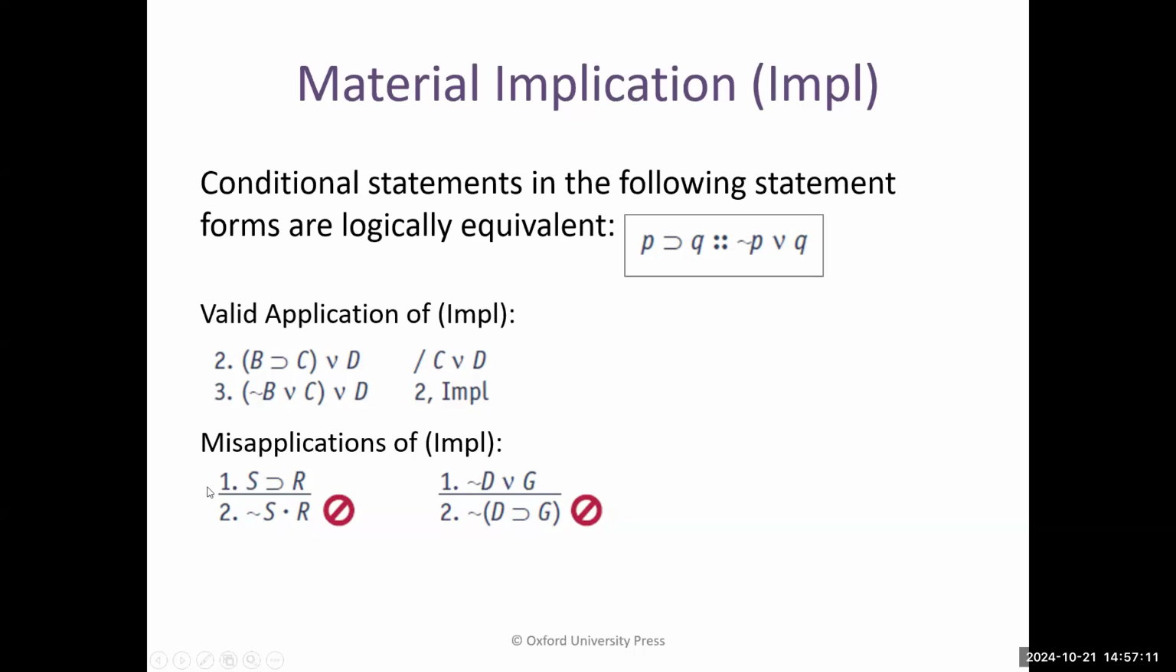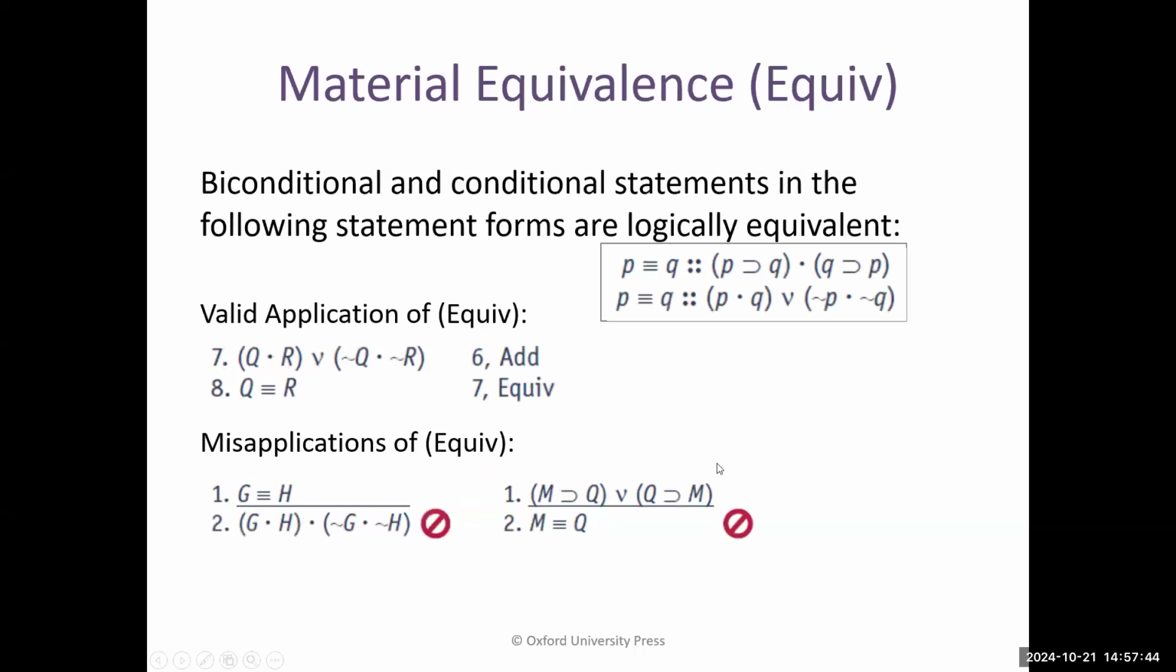Here's how to screw it up. If S, then R, not S and R. What? No, that should be a wedge, not a dot. So don't do that. Or if you got this one, either not D or G, and then line 2, they go to it's not the case that, parentheses, if D, then G. No. That should be if D, then G. That's what line 2 should be. If D, then G. Drop that not totally out of it.